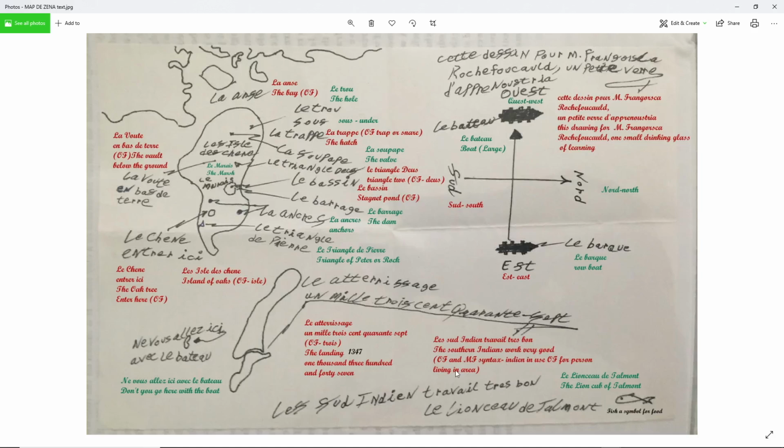The clues that we have are on this map, and it is down here, the lion cub of Talmont. Now, this is not a new theory. It has already been suggested by many theorists that this is Lewis I of Talmont. I've done my own research and I concur. This is Lewis I of Talmont. It's referring to him.